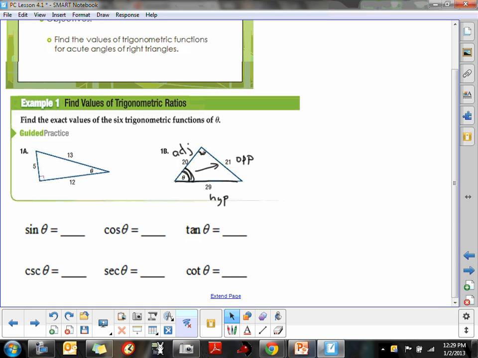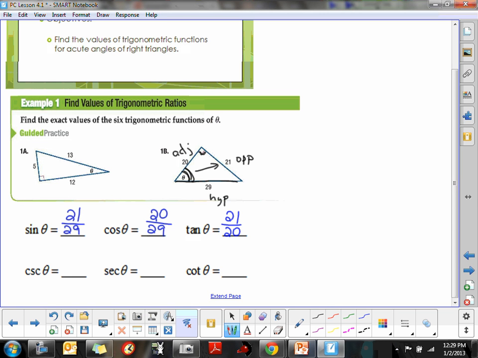So quickly running through our 6 trig ratios, the sine of this angle theta, opposite over hypotenuse, is 21 over 29. Cosine is adjacent over hypotenuse, so that's 20 over 29. The tangent is 21 over 20, opposite over adjacent. The cosecant is simply the reciprocal of the sine, which is 29 over 21. It's kind of nice to have that memorized. It's also nice to remember it's always the hypotenuse over the opposite side. The secant is always the hypotenuse, which is 29, over the adjacent side, which is 20.